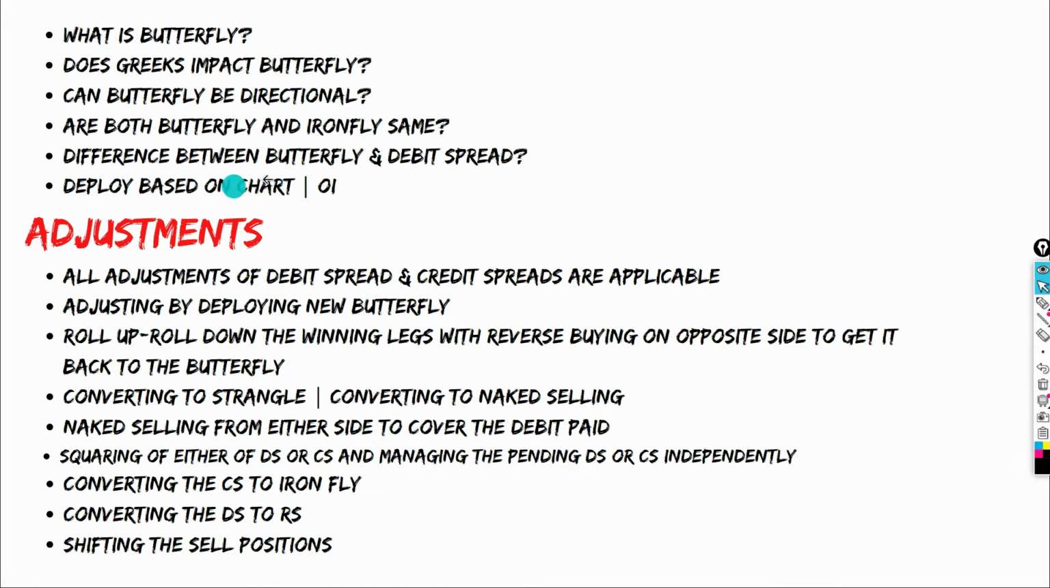Can be deployed based on the chart. Yes, we have seen, right? You should not be randomly deploying your butterfly. You have to take the help of the chart. We have seen butterfly can be non-directional, butterfly can be directional.